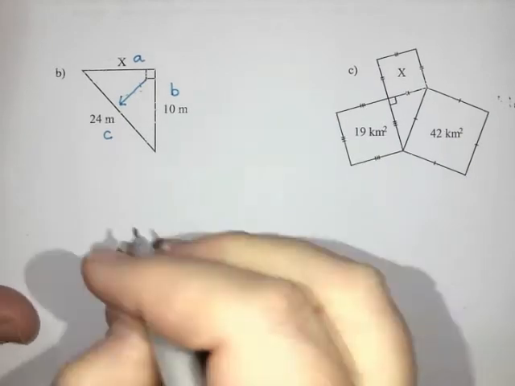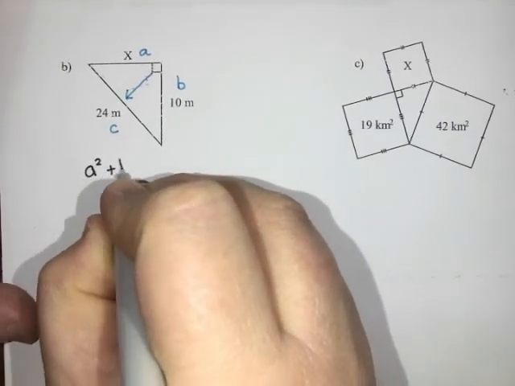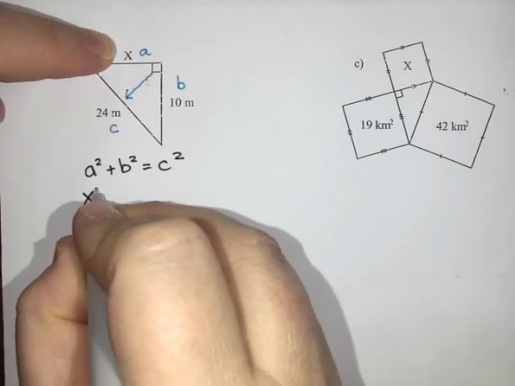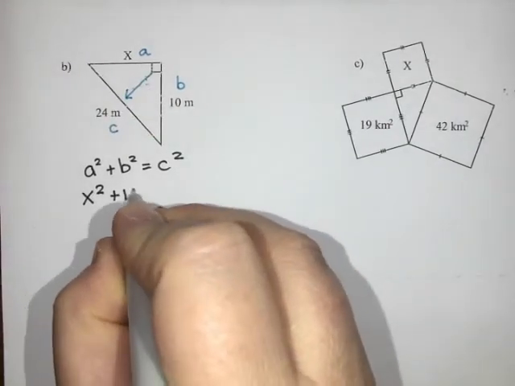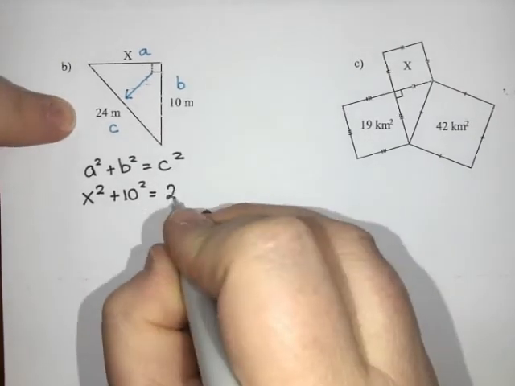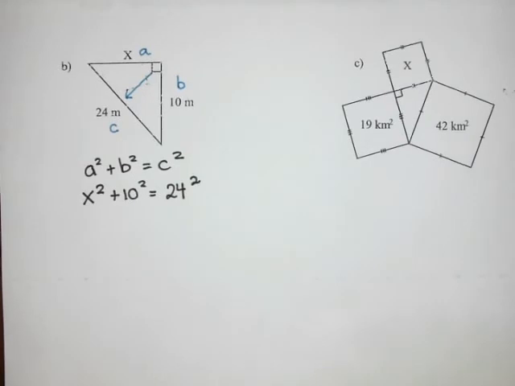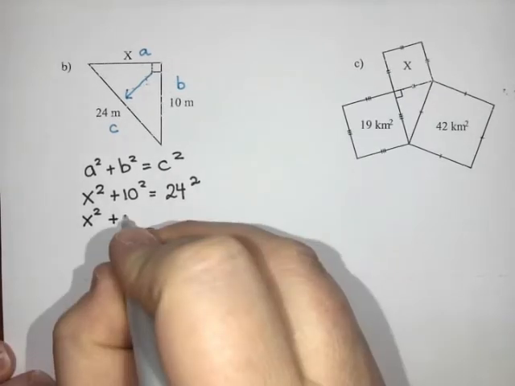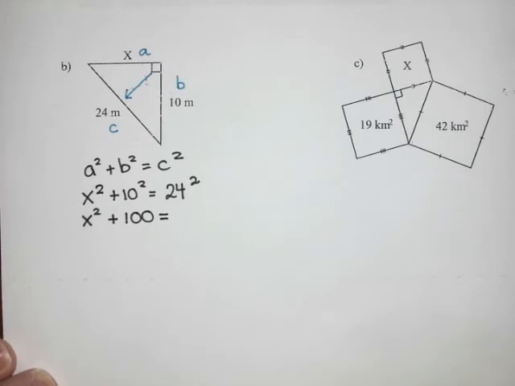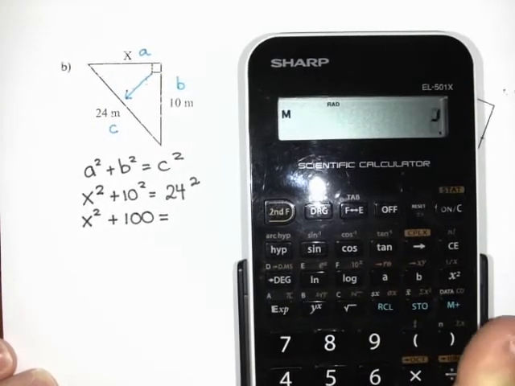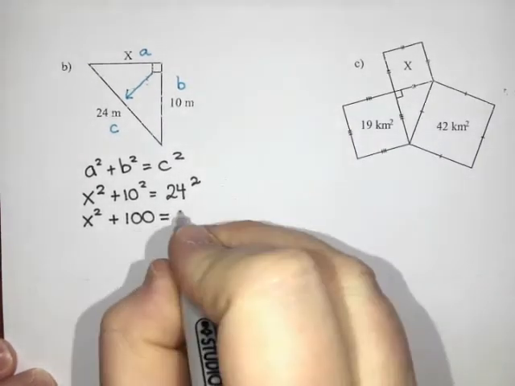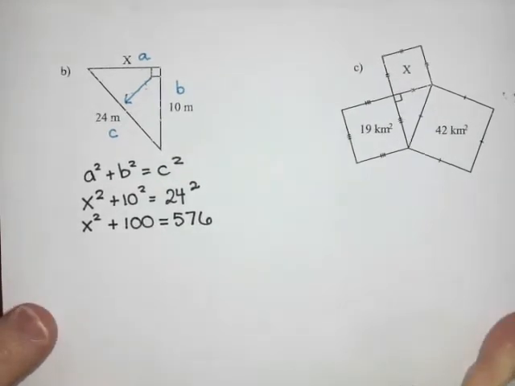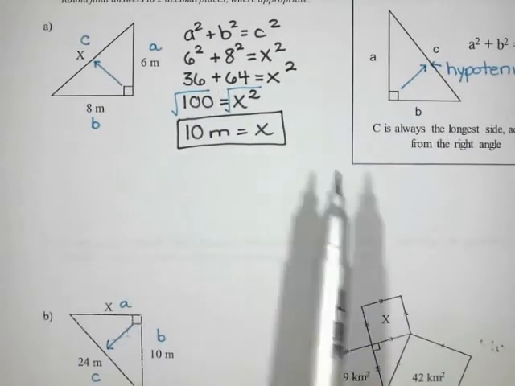So if I write down my formula, A squared plus B squared equals C squared, I'm going to sub X in for A, so X squared, 10 in for B, that's 10 squared, and 24 in for C, so 24 squared. I'm going to square whatever I can, so I'm going to leave the X squared alone. 10 squared, 10 times 10, is 100. And 24 squared, or 24 times 24, is 576. Now, this time, you'll notice there's an equal sign in between those two numbers, whereas last time there was a plus sign in between those two numbers.